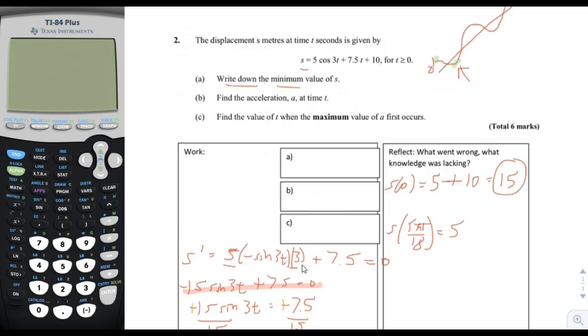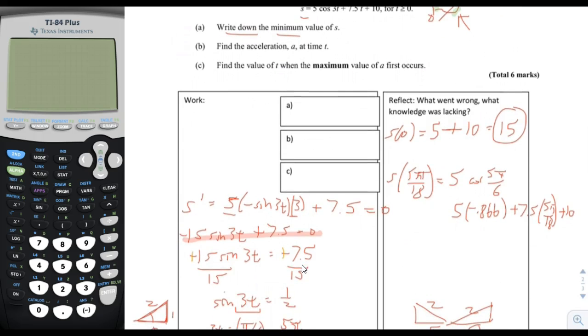So that would be 5 cosine of 5 pi over 6. And we know that that is equal to approximately 0.866. Square root of 3 over 2. And, oh, it's negative square root of 3 over 2, right? And then 7.5 times 5 pi over 18. And then plus 10. Okay? And then if we look at that, let's see if that is a smaller number than 15. Okay?